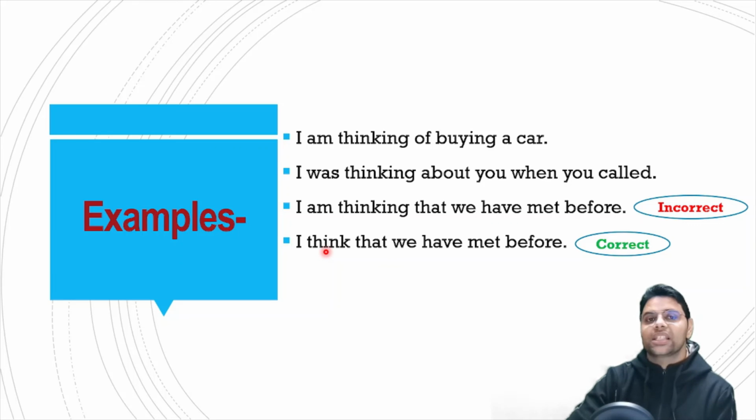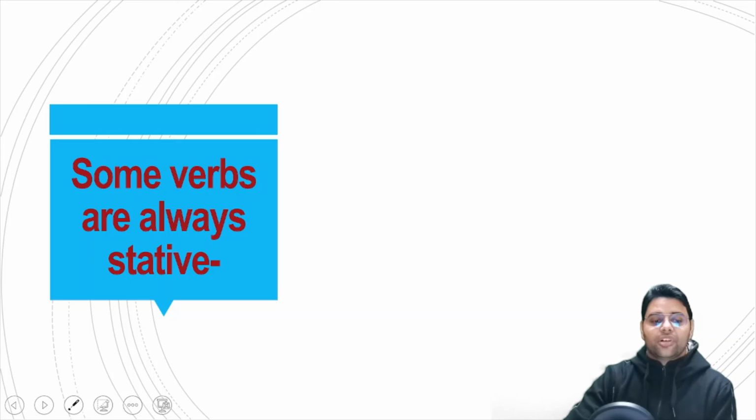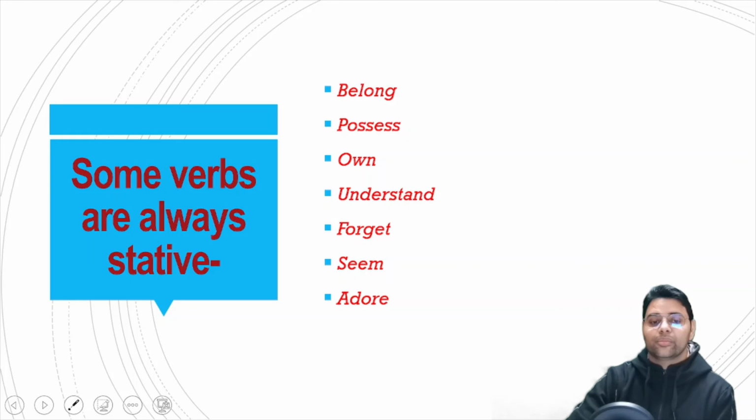So I hope you understand, when think means thinking process or to decide to do something, in that sense it is progressive. But when it talks about perception, attitude, or opinion about somebody or something, in that sense it is stative. There are some verbs that are always stative. I mean, we don't use them in any sense in continuous tenses, and these verbs are: belong, possess, own, understand, forget, seem, adore.